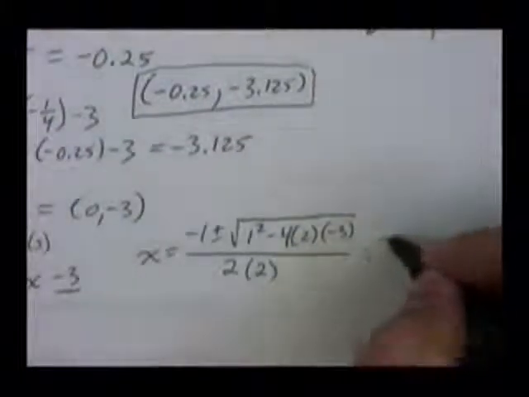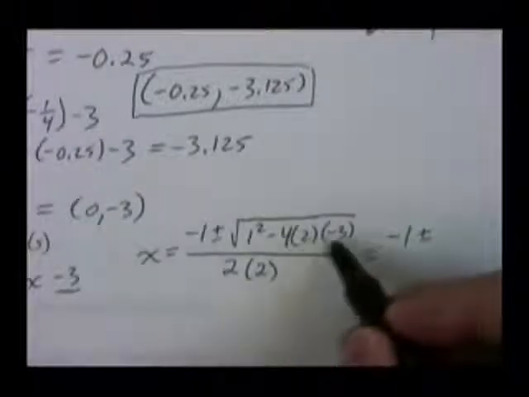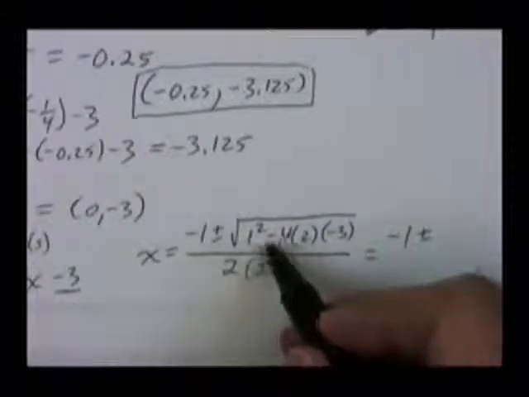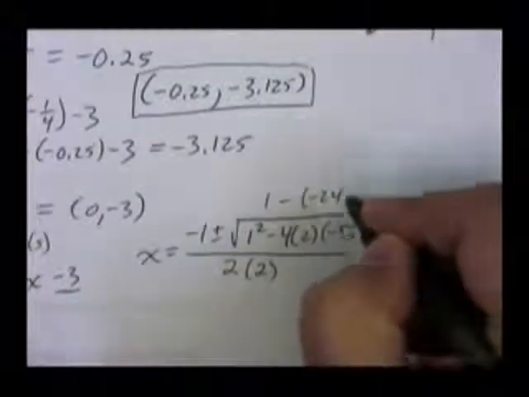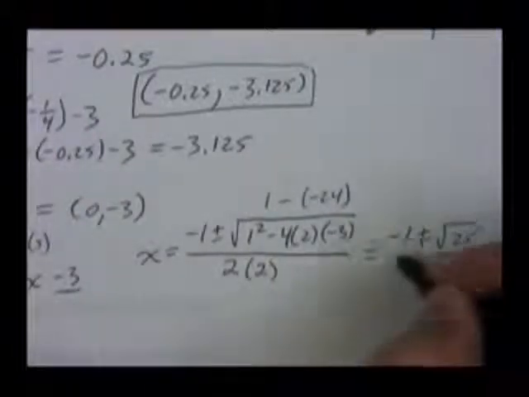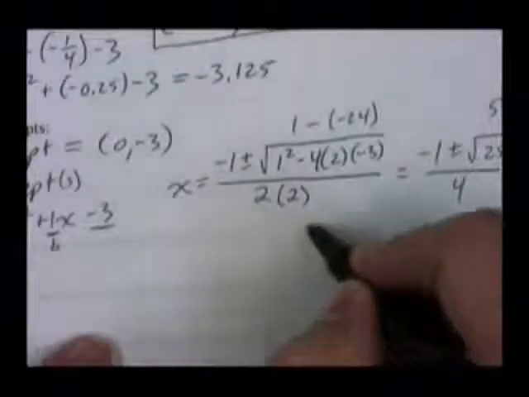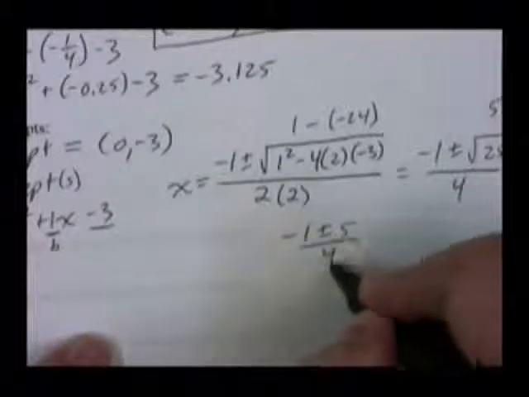Okay, so let's see if we can simplify that. So we get negative 1 plus or minus, let's see, from here we get 4 times 2 is 8. 8 times negative 3 is negative 24. So we've got 1 minus a negative 24, which is the same as 1 plus 24, which is 25. So the square root of 25 over 2 times 2, which is 4. The square root of 25 is 5. So we get negative 1 plus or minus 5 over 4.